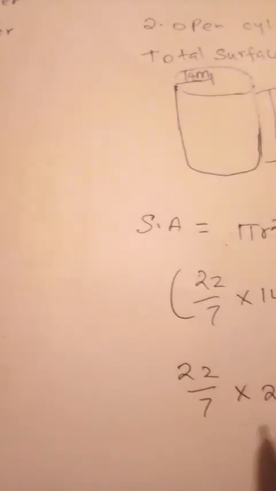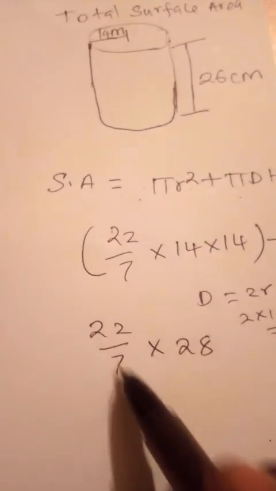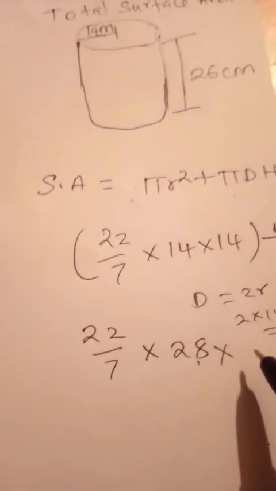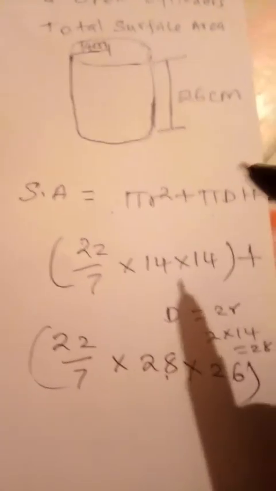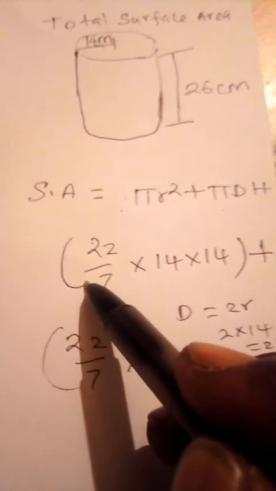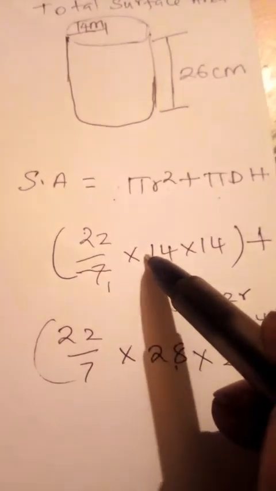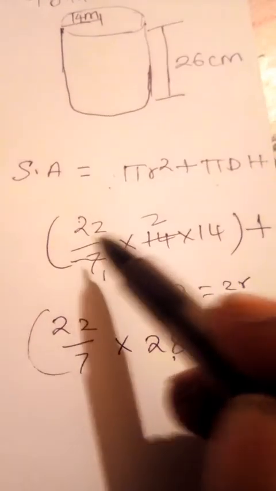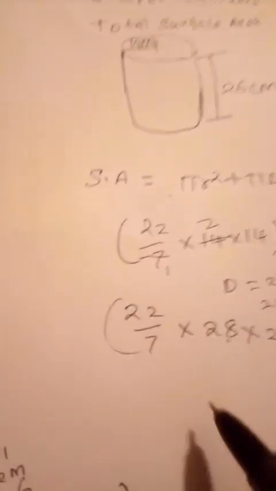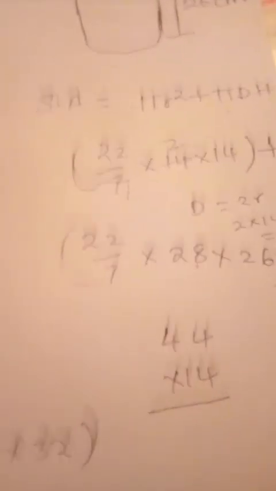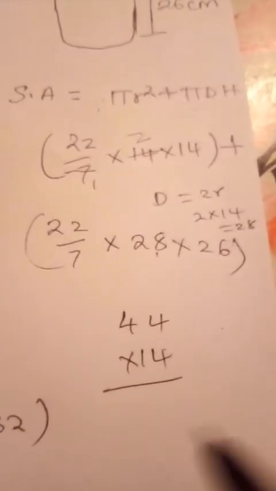So the formula here is pi dh. That is 22/7 times the diameter, 28, times the height, which is 26. Now let's open and close the brackets, and remove the brackets. The 7 will cancel, 14 and 2. So we are going to have 22 times 2, which is 44. 44 times 14 gives us 616.